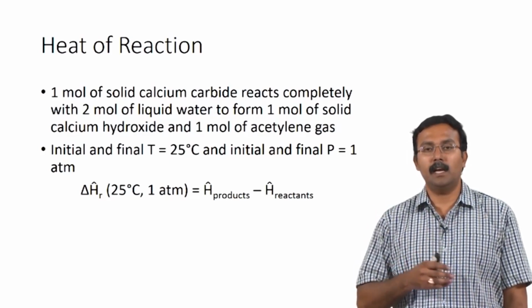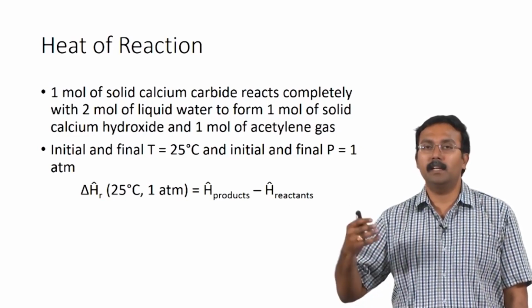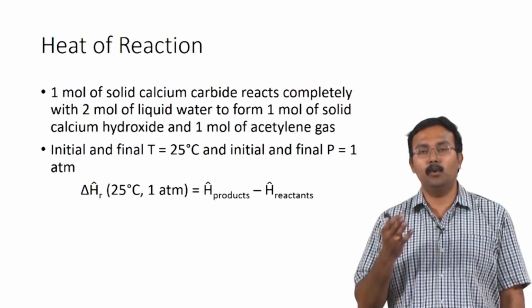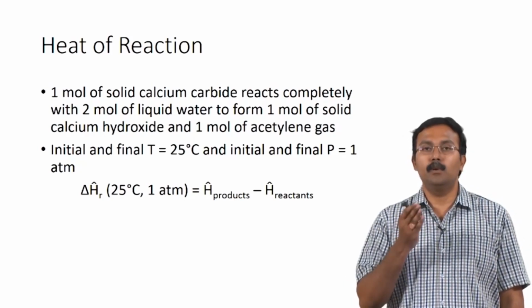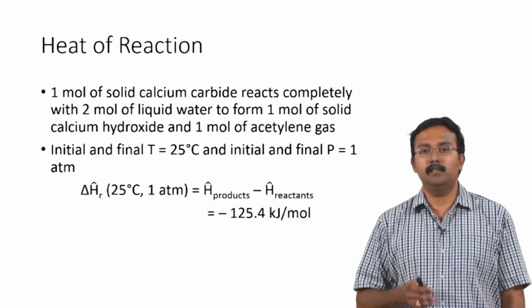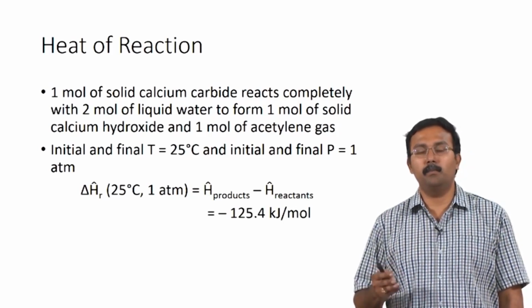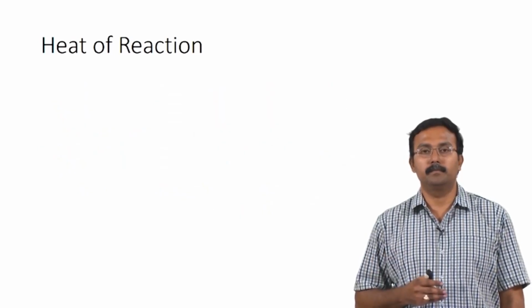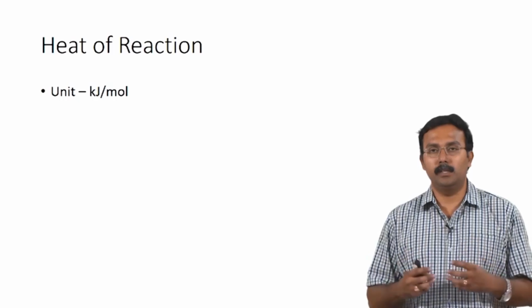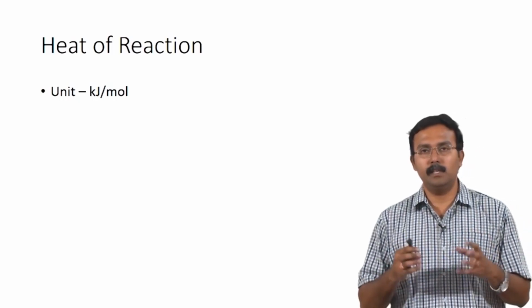So, since the reaction has gone to completion, the final condition will not have any reactants, and assuming that only reactants are fed, you would not have any products at the initial condition. So, this value is minus 125.4 kilojoules per mole. Once we have this, we should look at the units. So, we have always been using different units, right.